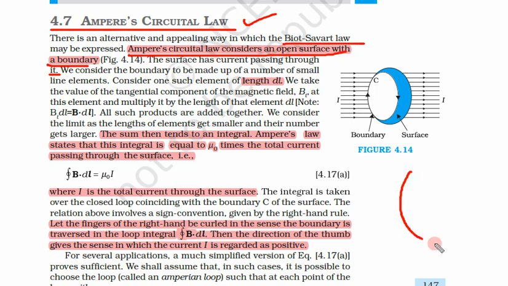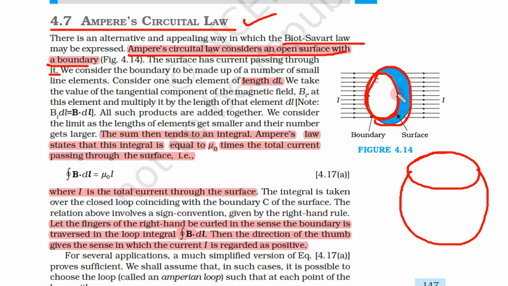We can consider any kind of surface, but here the surface is like an earthen pot. Again see, this surface is in 3D and we have a mouth of this surface. This surface is like a pot, and this is the boundary of the surface.